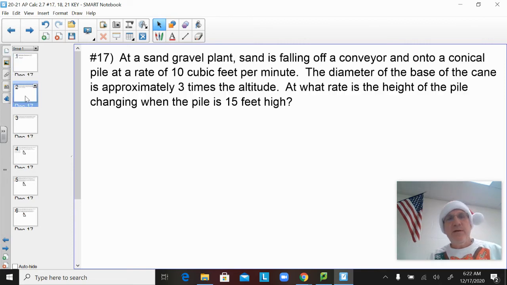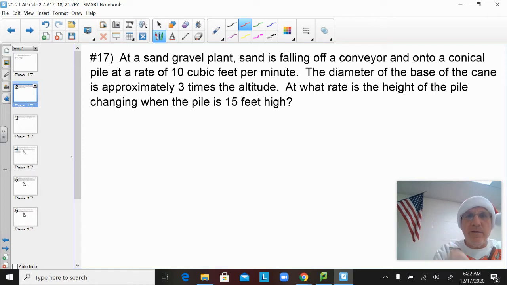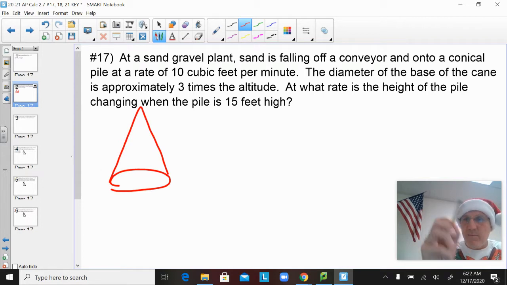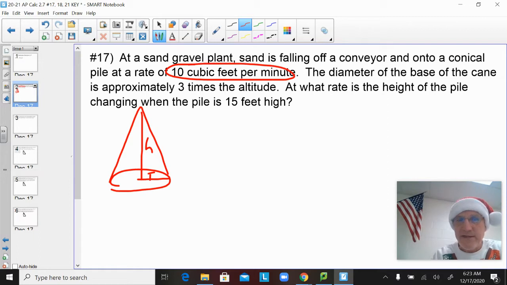So here we go. 17 says, at a sand gravel plant, sand is falling off a conveyor belt and onto a conical pile at a rate of 10 cubic feet per minute. So it's making a cone. That's the radius of the cone. That's the height of the cone. And if sand is falling off at a rate of 10 cubic feet per minute, that's a 3-dimensional quantity. So that's the rate of change of the volume.